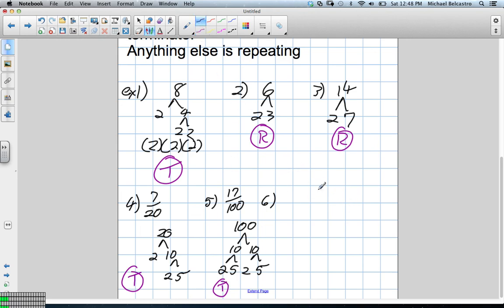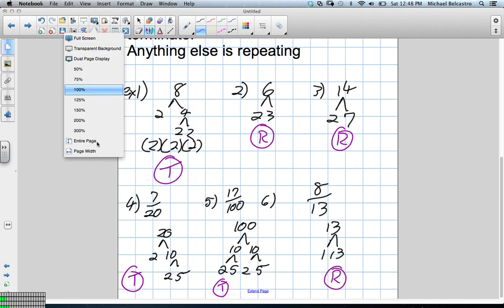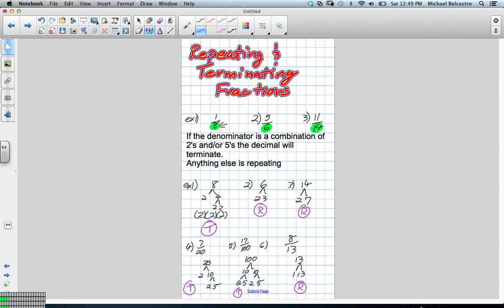Then the last one, 8 over 13. Prime factors of 13: 1 and 13. So it's repeating. Excellent. Now take a look at our whole page here. Great job. So there's a neat little rule that we can always remember if we're trying to figure that out.